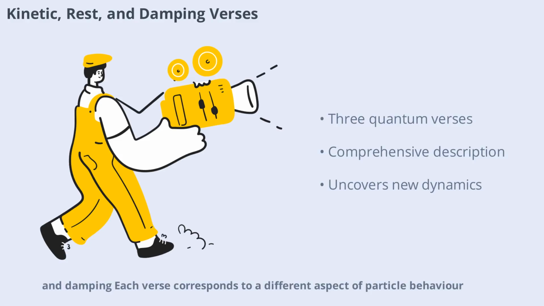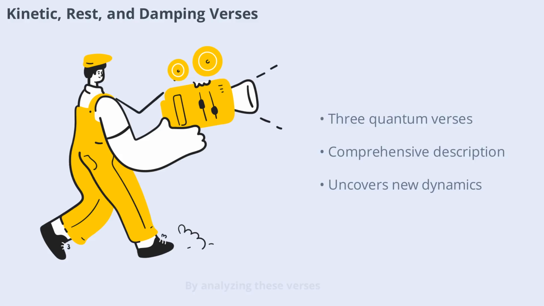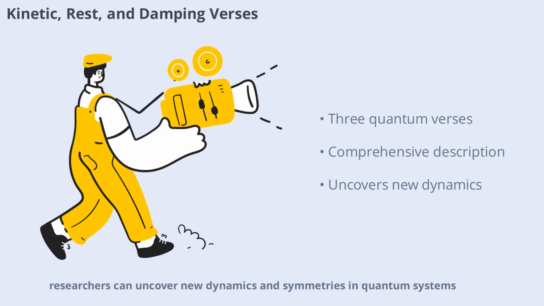Each verse corresponds to a different aspect of particle behavior, allowing for a comprehensive description of quantum evolution. By analyzing these verses, researchers can uncover new dynamics and symmetries in quantum systems.